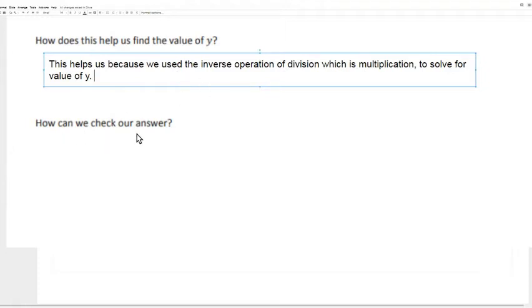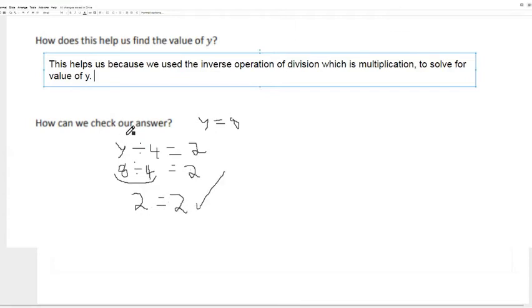Okay, now it says, of course, how do we check? We check by substituting. So let's just go through our substitution real quick. Y divided by 4 equals 2. And remember, we said that we think y is equal to 8. So if we went 8 divided by 4 equals 2, let's go ahead and do the division. 8 divided by 4 is 2. And so therefore, it checks out. All right, so that's that one. Sorry for the little technical difficulty, but hopefully we have that cleared up.